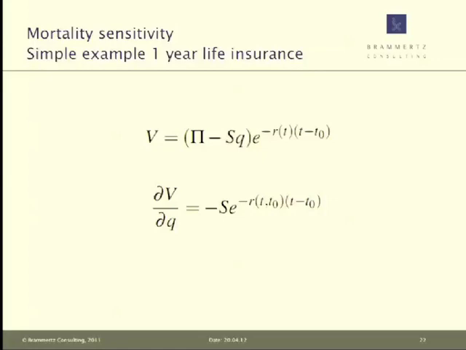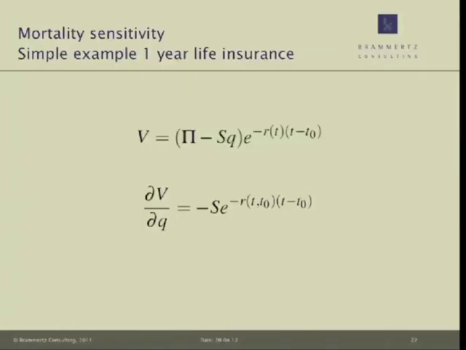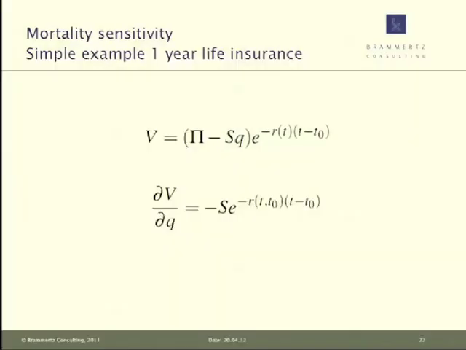The pi is the premium you pay. So somebody, and this is a 1 year life insurance, one shot. So you make an insurance for 1 year and for 1 year only. So you pay pi for that. S is what you get when you die, the payoff. And Q is the probability that you die here. And the value of that is discounted using normal discounting technique here.